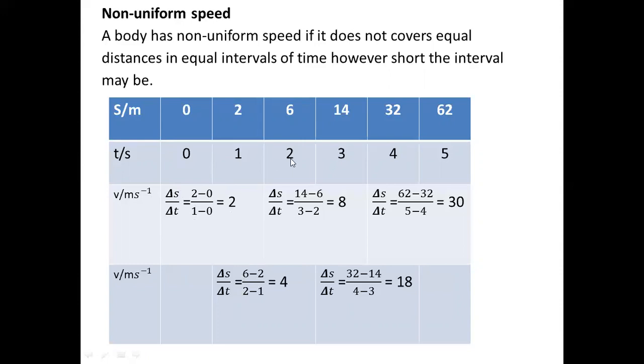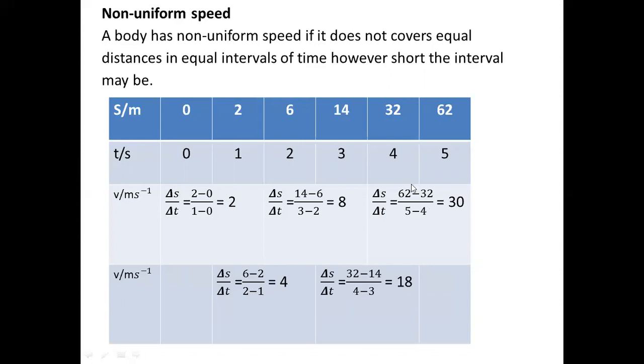Now we are going to see what is the speed for time interval 1 to 2. When time is 2, distance is 6, and when time is 1, distance is 2. So change in these two distances is 6 minus 2. Corresponding change in time is 2 minus 1. So answer is 4. Now we can see we are not getting the same answer. So speed is non-uniform.